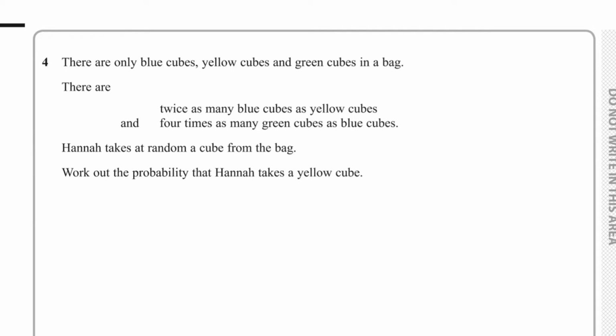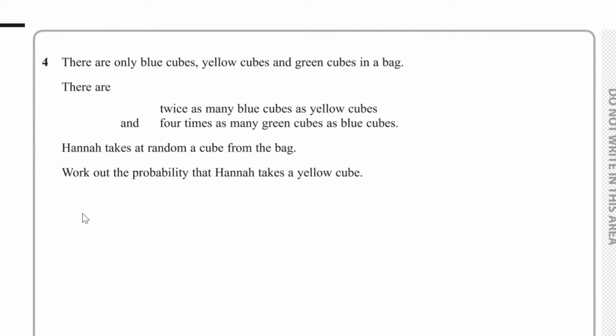Question number 4. There are only blue cubes, yellow cubes and green cubes in a bag. There are twice as many blue cubes as yellow cubes and 4 times as many green cubes as blue cubes. Hannah takes at random a cube from the bag. We have to work out the probability that Hannah takes a yellow cube.